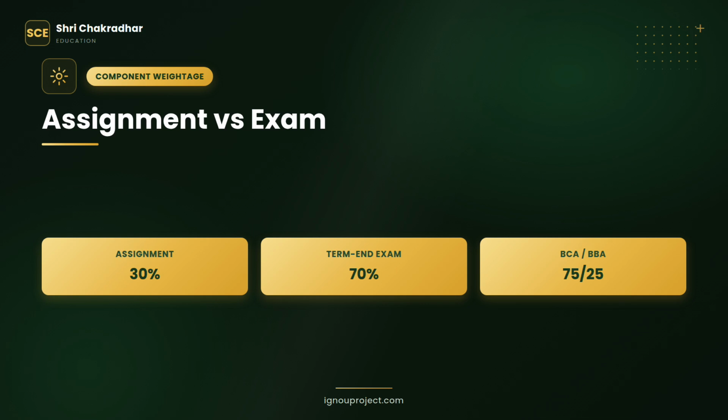To pass a course, you generally need at least a D grade in both parts separately, the assignment and the term-end exam, and your overall performance should reach at least a C grade for successful completion. An E grade is a fail and you would need to reappear.